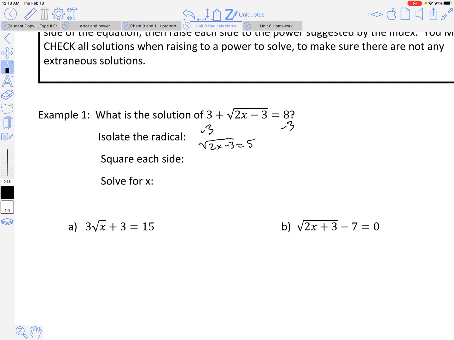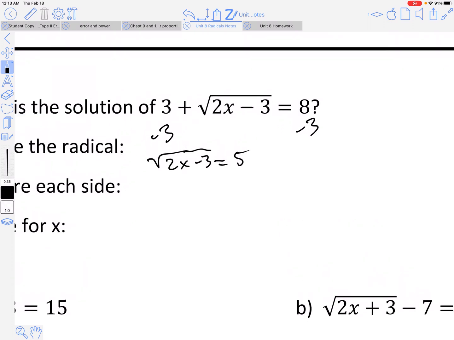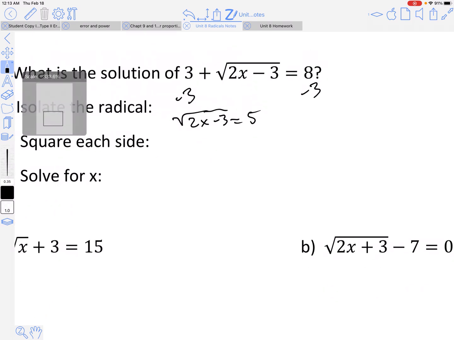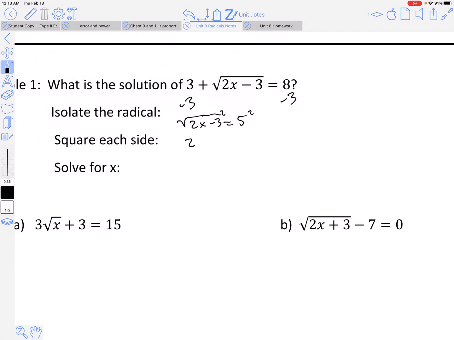Okay, now think of how you're going to get rid of a square root. And hopefully you thought, well, I better do the inverse, which is to square, and you'd be correct. And that square will get rid of that square root, and we'll be left with 2x minus 3 equals 25. So now, a two-step equation here. We're going to add 3, 2x equals 28. Divide by 2, divide by 2, x equals 14, and we're done.